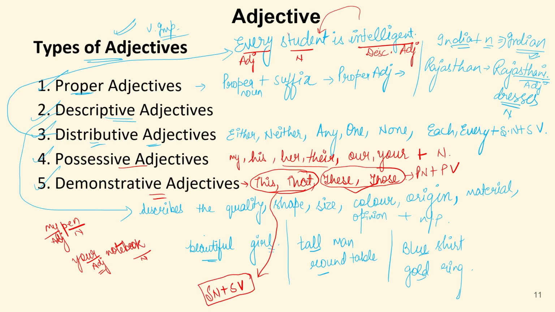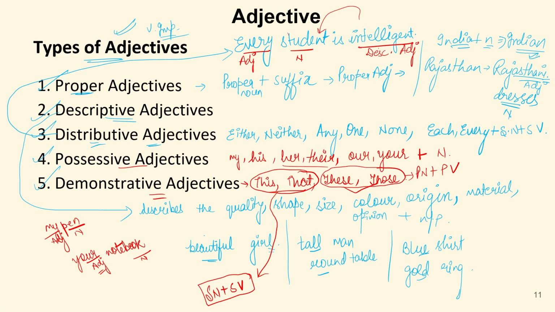For example, this is a pen. That is a car. That is used for something which is far from us. So like that is a car. These are used in plural form for the things which are near to us. For example, these are students, or these are some examples. Those are used for something that is far away from us. For example, those are vehicles plying on the road.